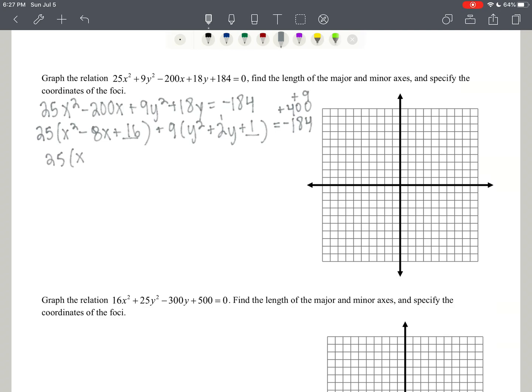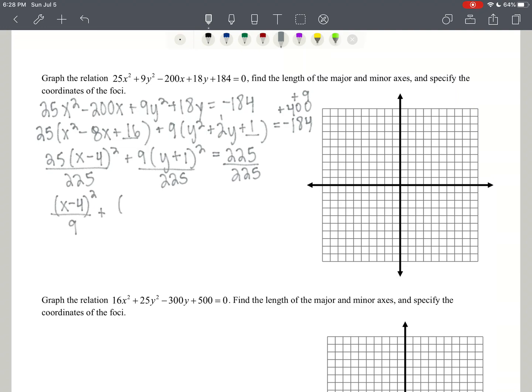So we've got 25 times (x - 4) quantity squared plus 9 times (y + 1) quantity squared, and that is going to equal 225. 409 minus 184 is 225. Going to divide everything by 225. And these problems, you could probably tell already that they work out so nicely. 25 divided by 25 is 1. And then 225 divided by 25, well, that's 9. And (y + 1) quantity squared, if we divide by 9, we're going to get 25 right here.